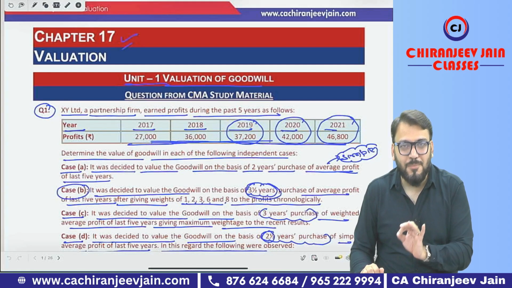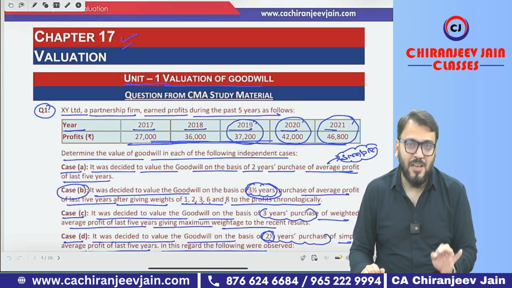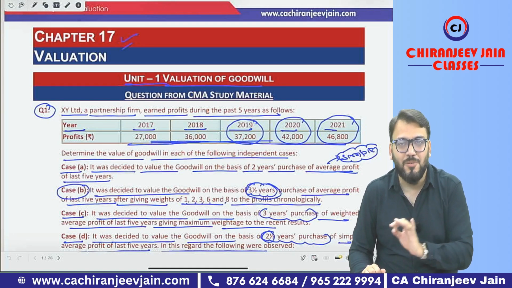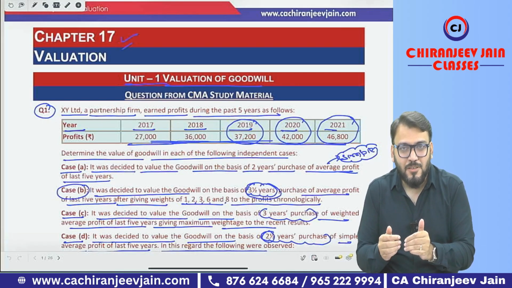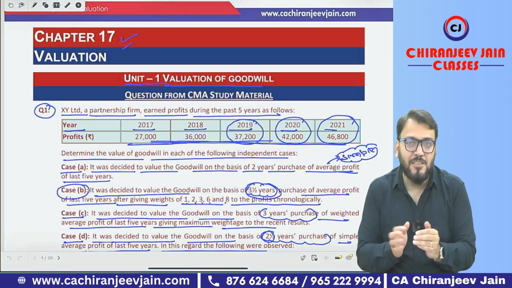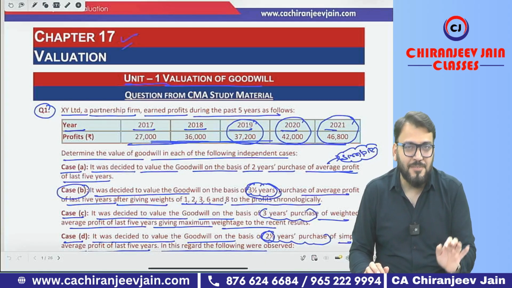Today we are taking lecture number 2 for corporate financial reporting paper. Last day we started our first chapter, that is chapter number 17, valuation. In that we are doing unit number 1, valuation of goodwill. The last class we have done only the method to calculate goodwill. We have done the formula and we have also done how to calculate future maintainable profit. Let us first revise that.